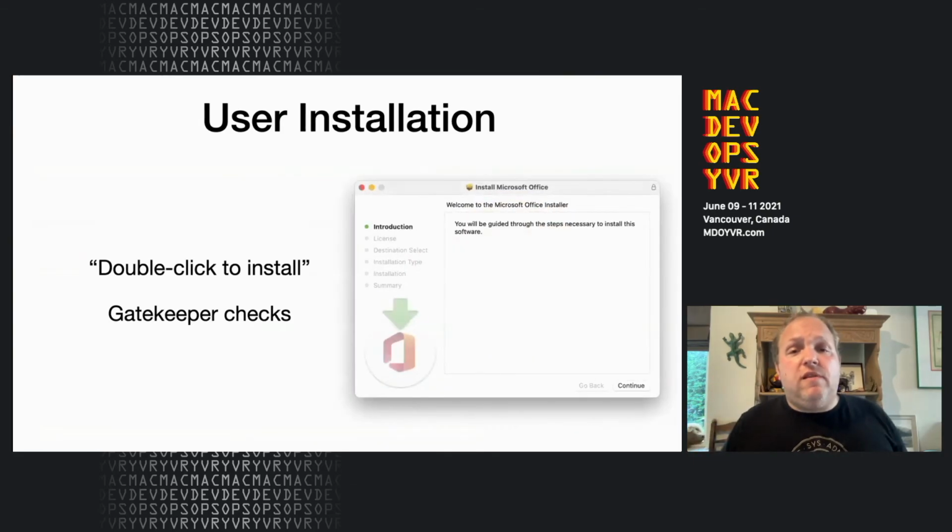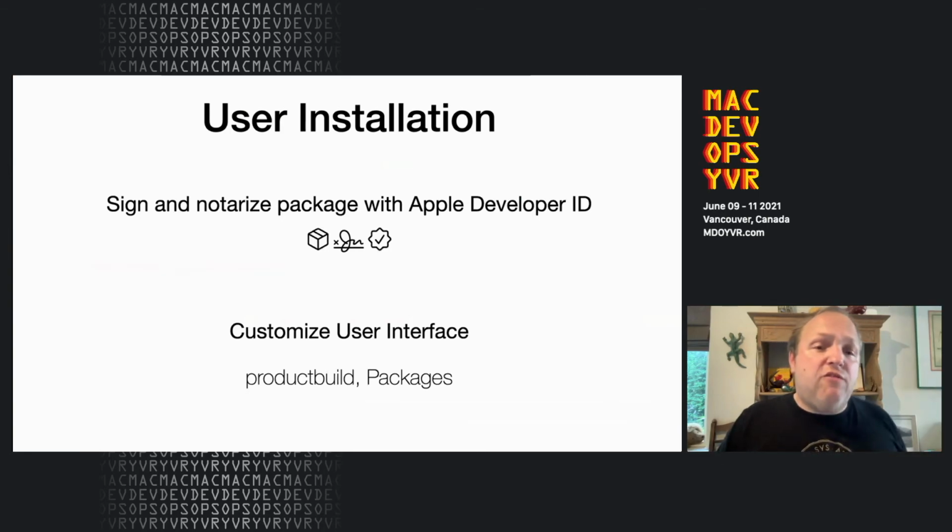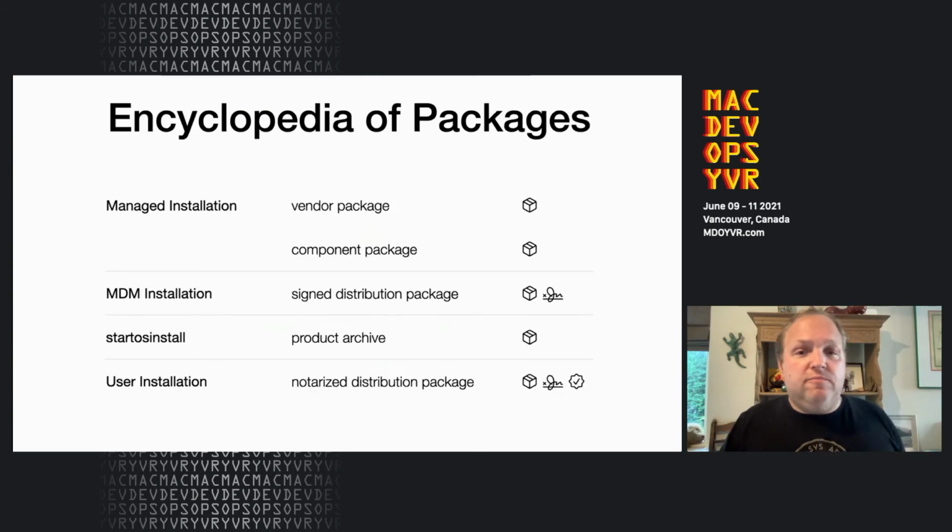Sometimes we have to do user installations. Sometimes we have to put things on a website for users to download and install. There are situations where we need to do this as admins. And then we are subject to all the Gatekeeper checks. So if we're doing this, we have to sign and notarize our packages so they look right to the user. We get past Gatekeeper. And while you're doing that, you might as well customize the user interface, which makes your package look more authentic and more real to the user. You can use productbuild or the Packages app to do that.